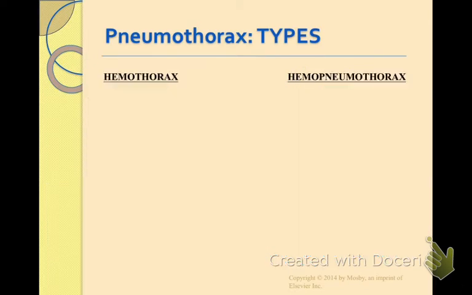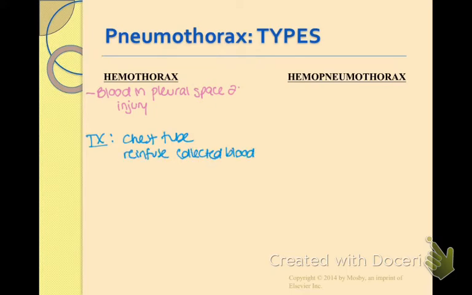All right. So as we continue on with different types of pneumothorax, there's also a hemopneumothorax, and that's just instead of air in the pleural cavity, there's blood, and that's typically because of injury. We treat that with also a chest tube, and if there's a large amount of blood, we go ahead and reinfuse their collected blood. You can have a hemopneumothorax, which is both a hemothorax with a pneumothorax, so both blood and air in the space.